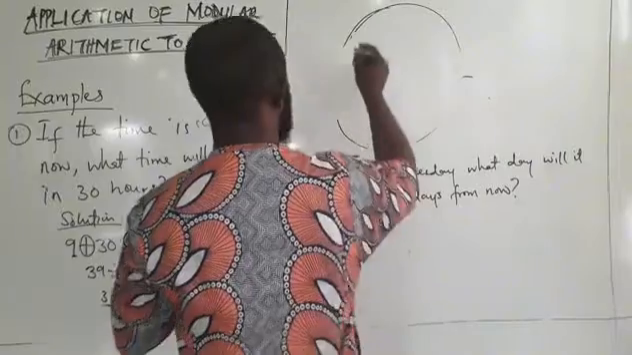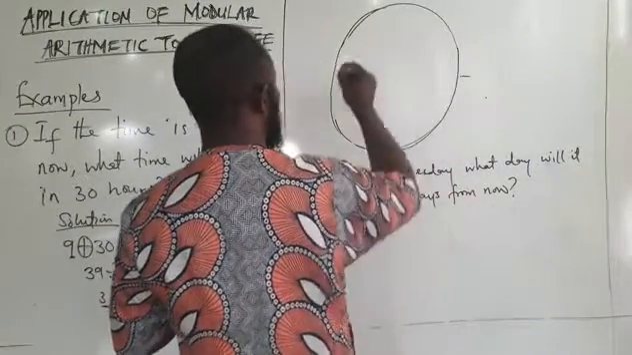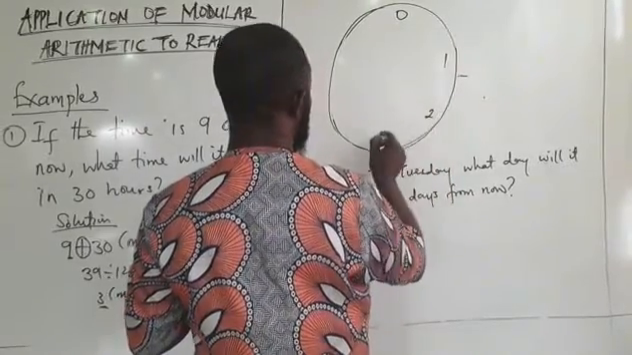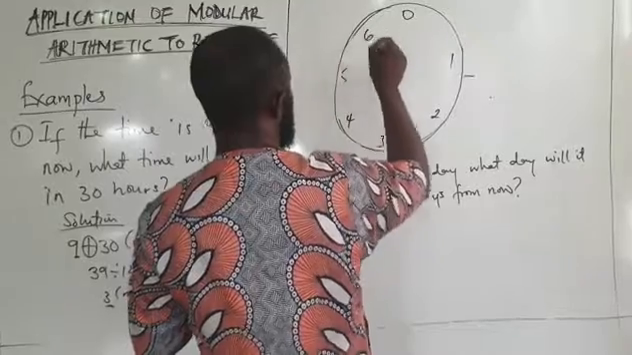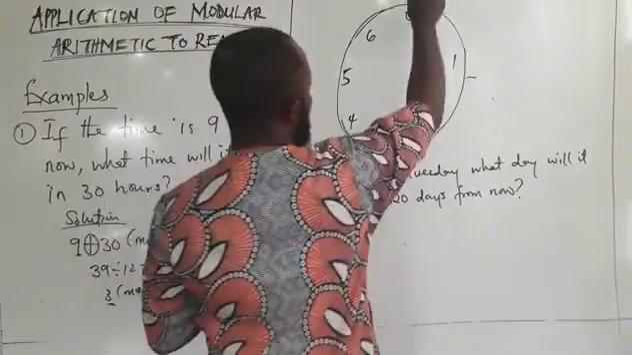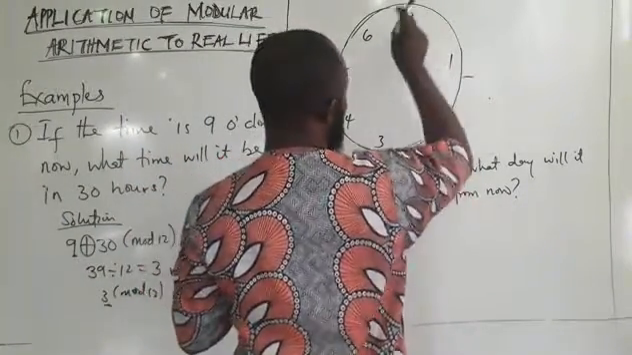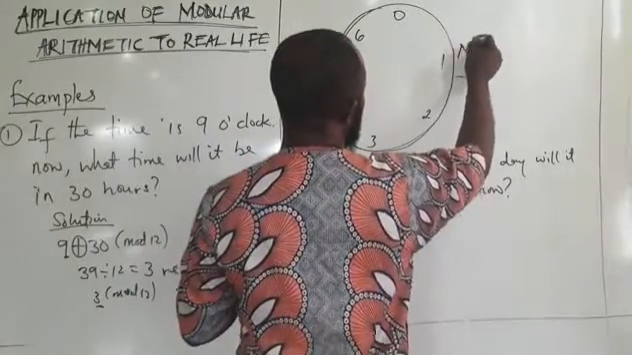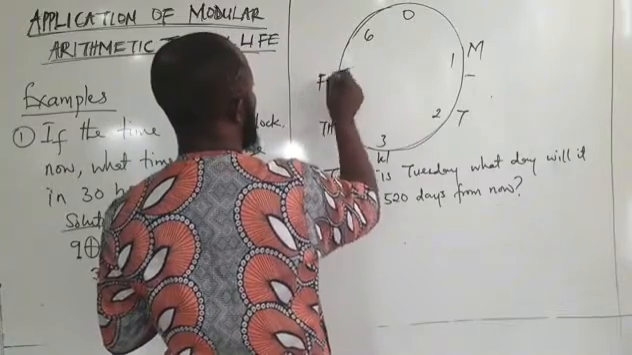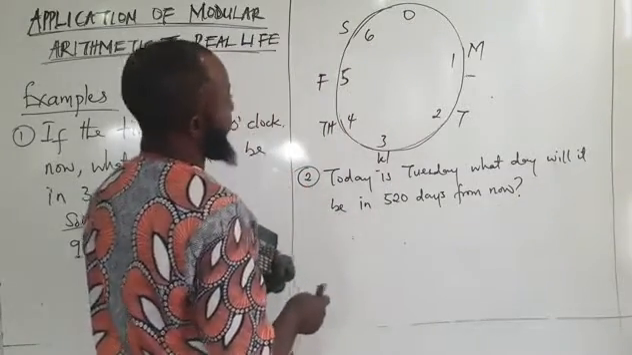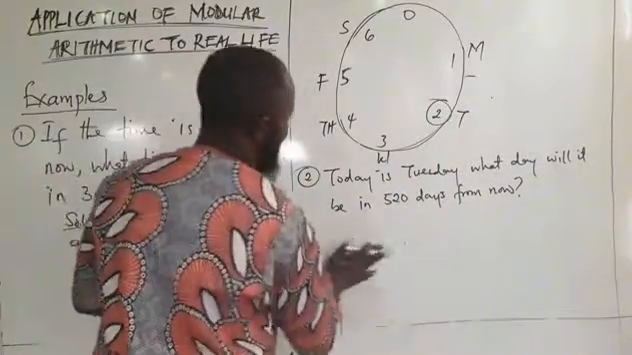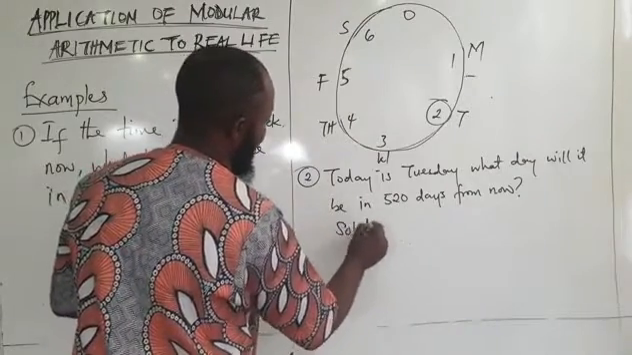So, let's have this. We're going to have 0, 1, 2, 3, 4, 5, 6. Sunday will be the first day, which is 0. Monday, Tuesday, Wednesday, Thursday, Friday, and then Saturday. Today is Tuesday, and Tuesday is 2. So that means we're going to have another solution here.